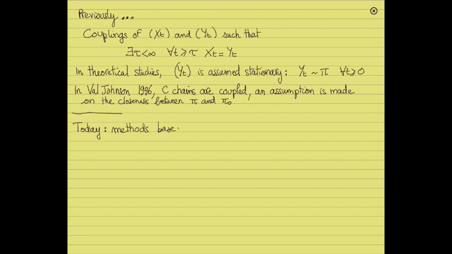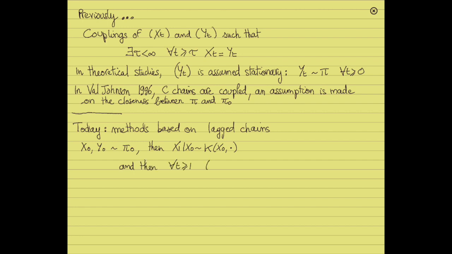Today, we look at methods that are based on couplings, but with a lag. So we'll talk about lagged chains. And so, to be precise, here is the construction of the two chains under consideration in this video. x0, y0 are both from pi 0, for example, independently from pi 0. Then x1 is sampled from k, given x0.